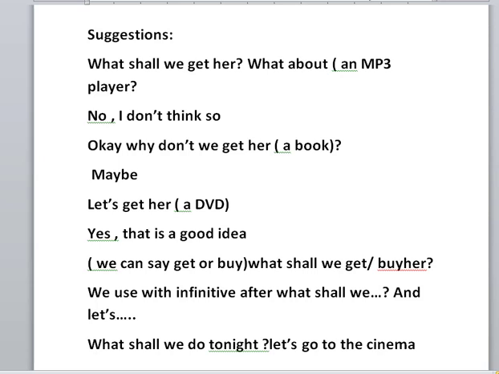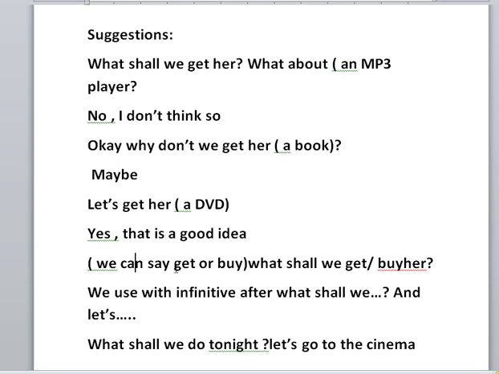Let's continue. Let's talk about suggestions. You want to buy something for someone special, and you ask a question to your friend: what shall we get her, for example? Or you can say, what shall we buy? Okay. And she said to you, what about an MP3 player? And I say, no, I don't think so. Okay, why don't we get her a book? Okay, maybe. Okay. Let's get her a DVD. Yes, that's a good idea.